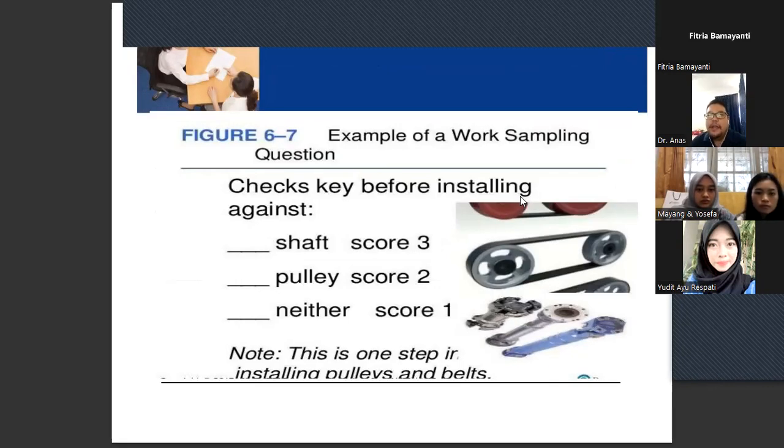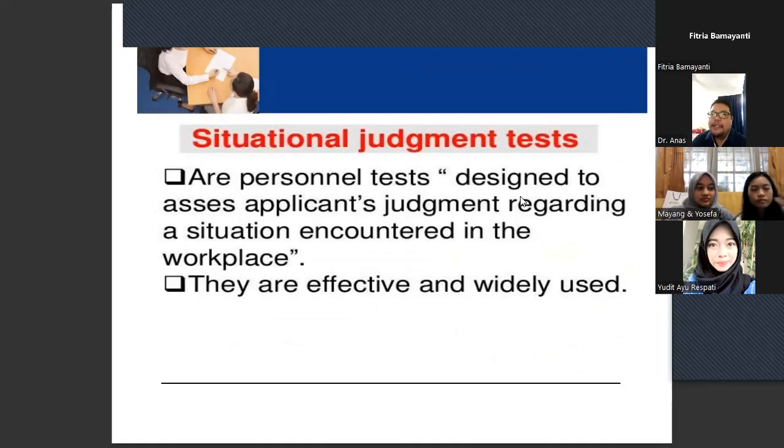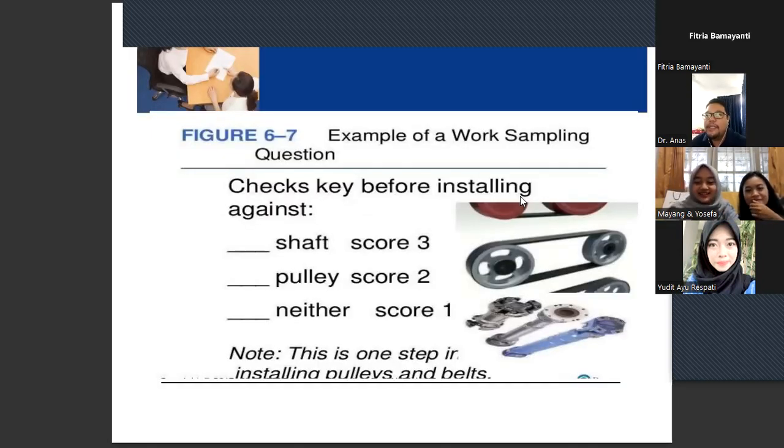Okay, so this is an example of work sampling. Next. Okay. So check key before installing. Score 1, then pulley, score 2, shaft, score 3. So this is one of the steps in installing a pulley and belt. So this is an example of how work sampling is done. Okay. And then the next slide.